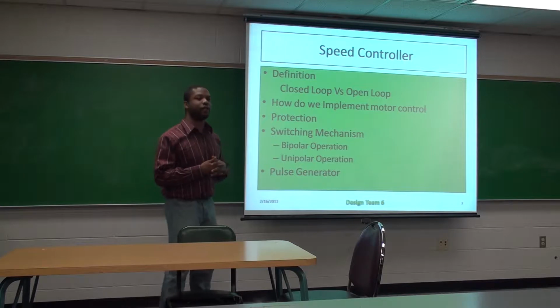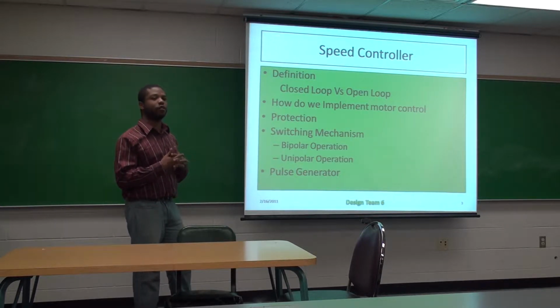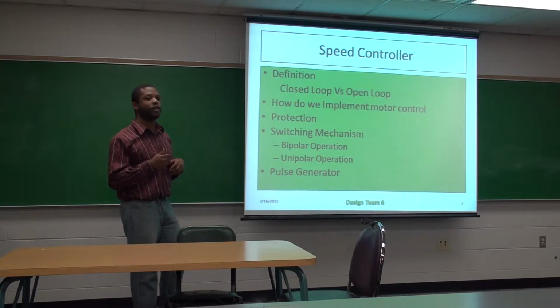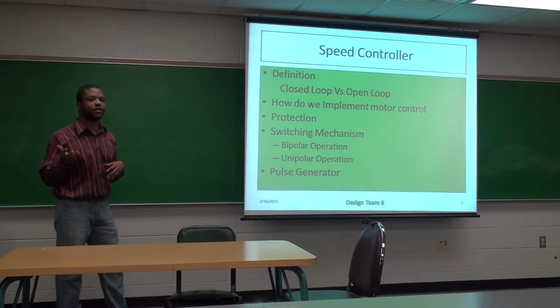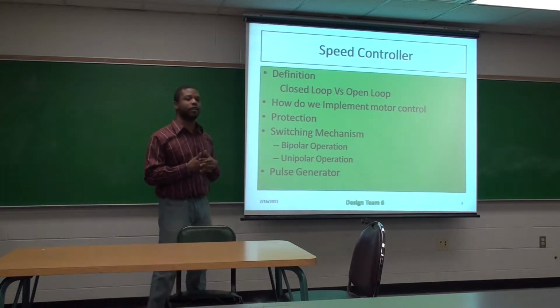So there are two types of speed controllers, closed loop speed controller and open loop speed controller. The closed loop has some sort of feedback, so you can measure the output and make corrections based on the output. How would you go about implementing a speed controller?